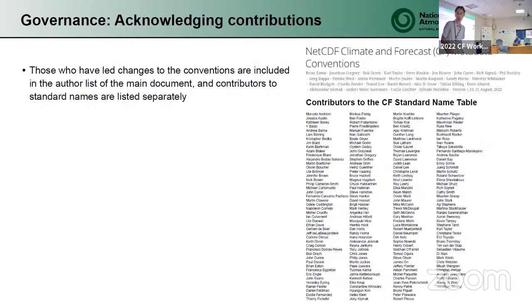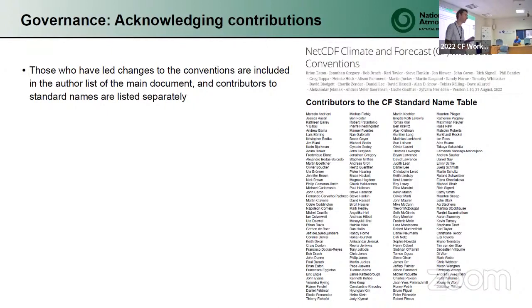Okay, so to finish, I'll mention some of the governance activities that have gone on in the last year. And the first is acknowledging contributions. It's always been the case, and still is the case, that those who lead changes to the conventions are included in the author list of the main document. You can see them there on the right, and we currently have 27 main authors of the main document.